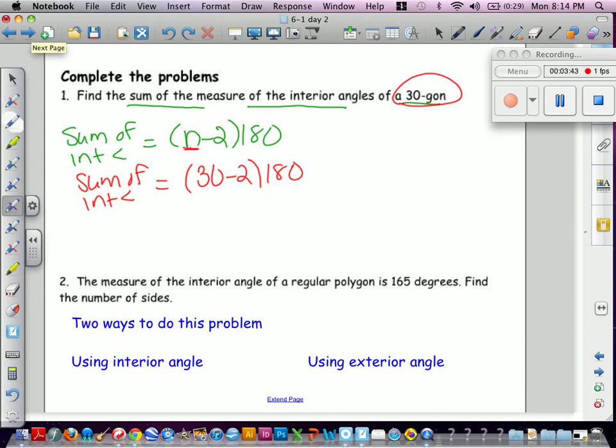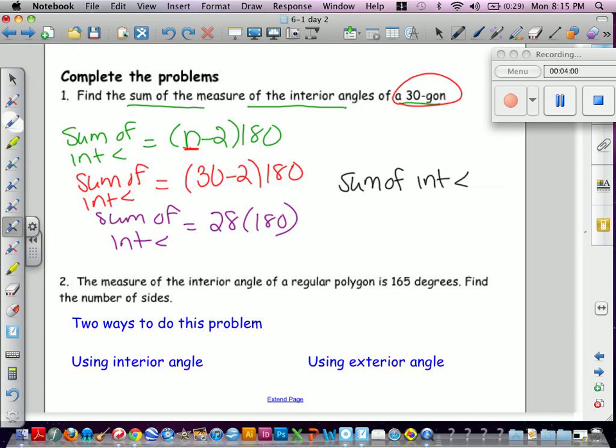Sum of the interior angles equals 28 times 180. My sum of the interior angles is 28 times 180, 5,040.